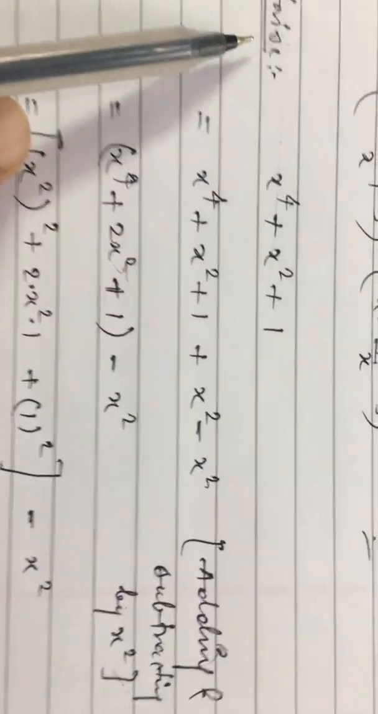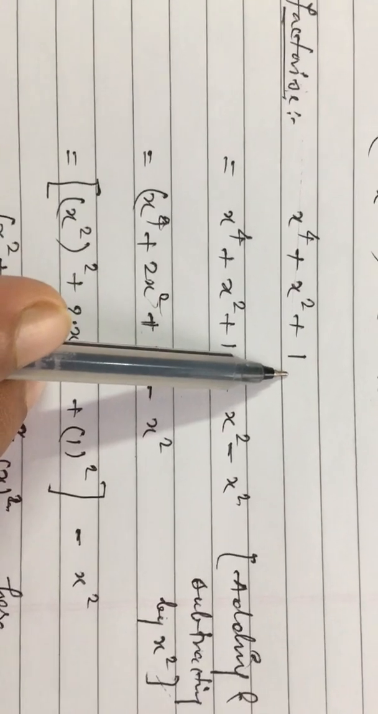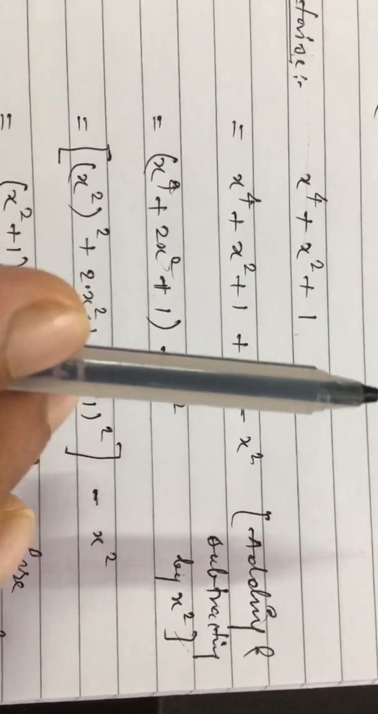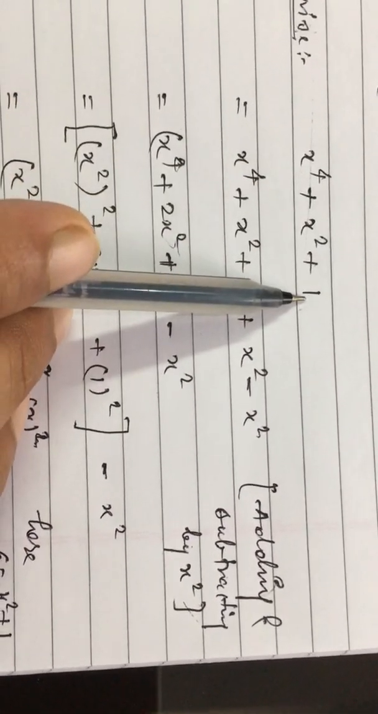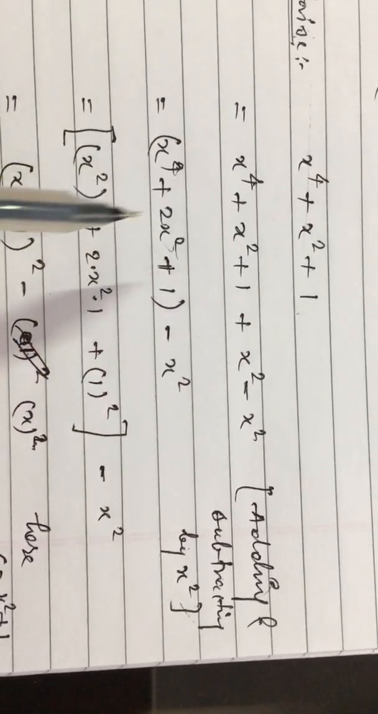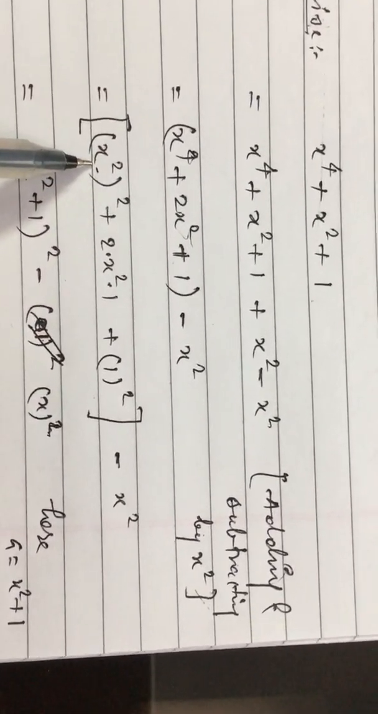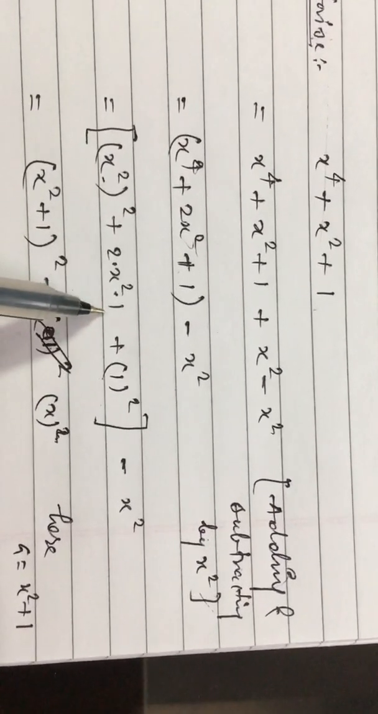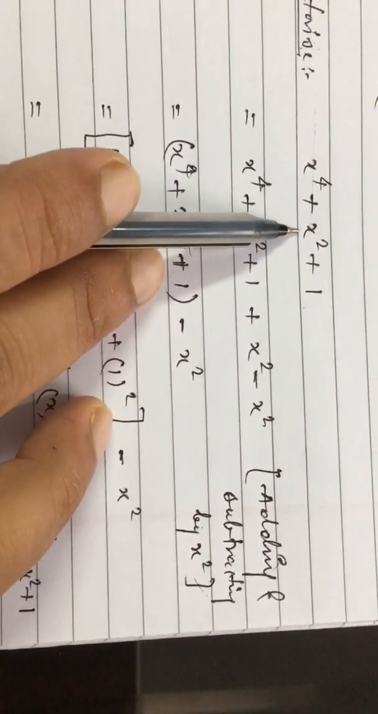one more question, factorize x to the power 4 plus x square plus 1. See children, in this question you have to think a little bit. It is the perfect square of x square, it is the perfect square of 1, and in between 2ab should be there. If you multiply this, 2x square should be there, but only x square is there.